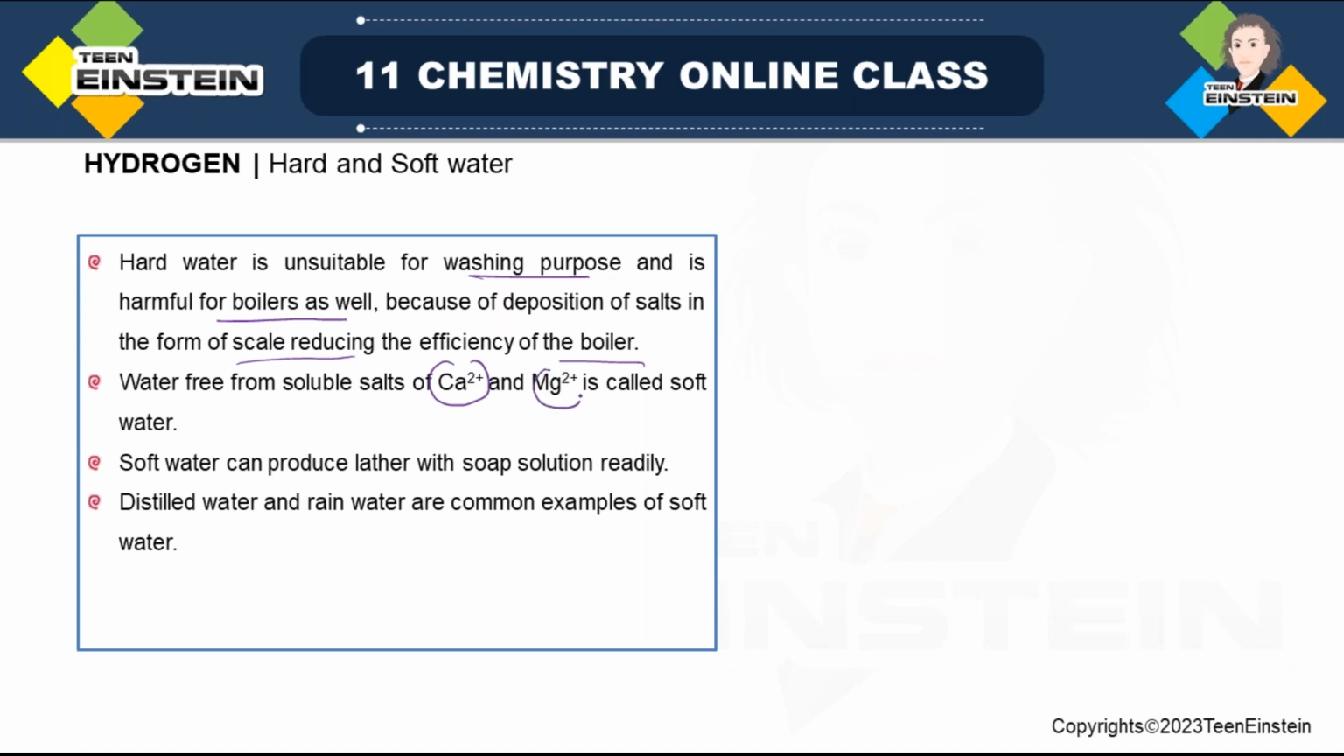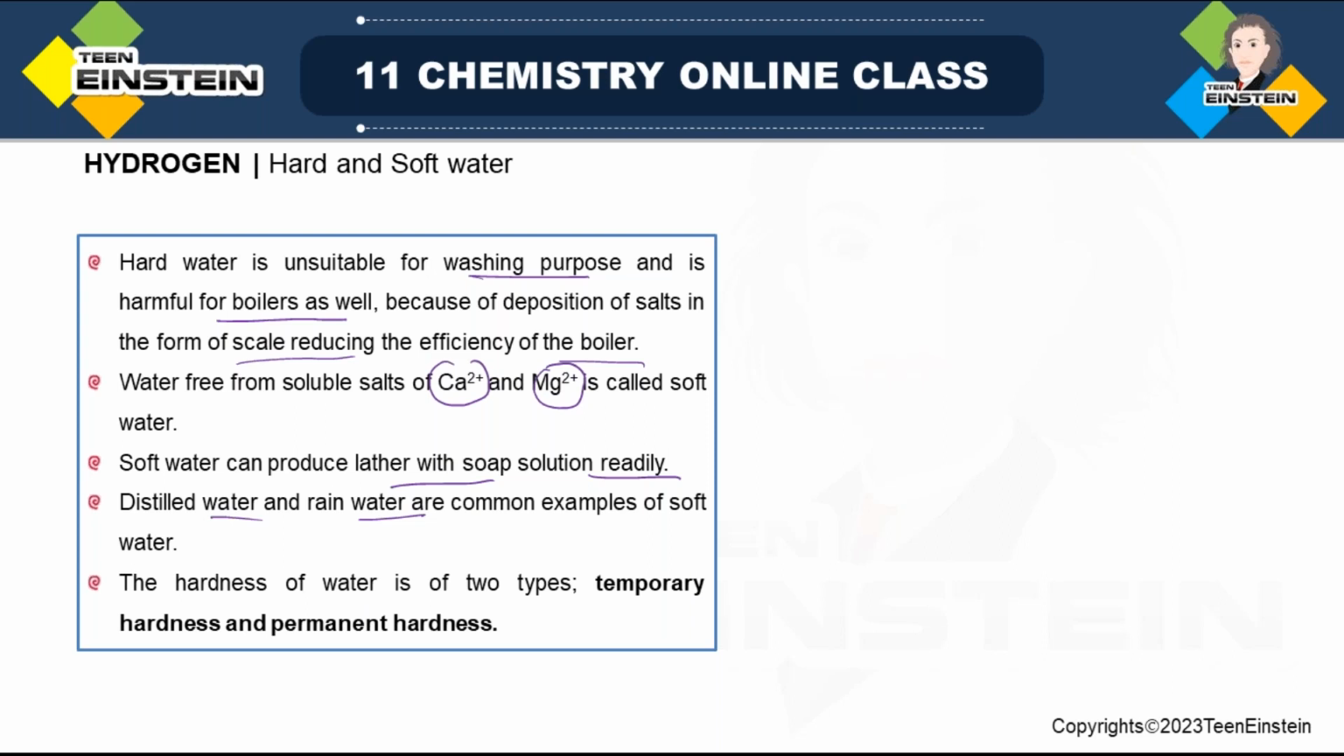Water that is free from Ca2+ and Mg2+ ions is called soft water, and it can produce lather with soap solution readily. Distilled water and rainwater are very common examples of soft water. Distilled means we have already removed the impurities. Rainwater comes directly from clouds, so how can there be minerals? It is not possible. So this is a very common example of soft water.